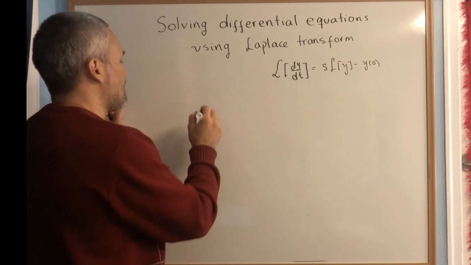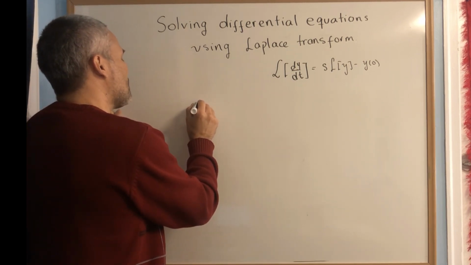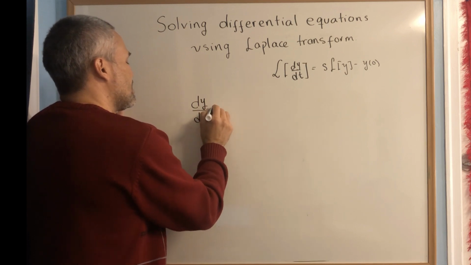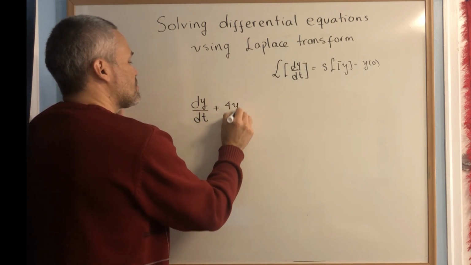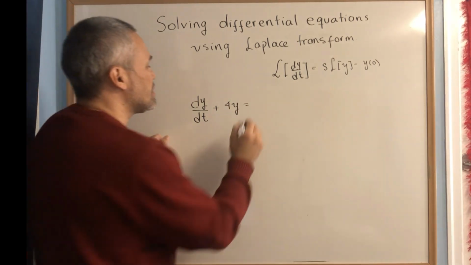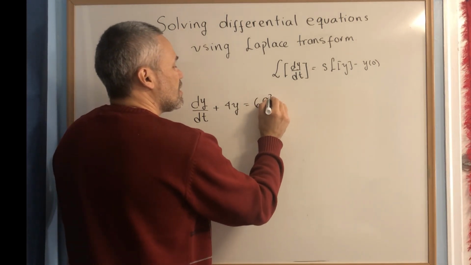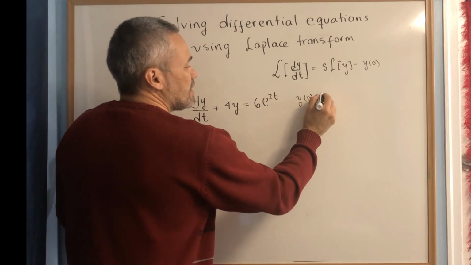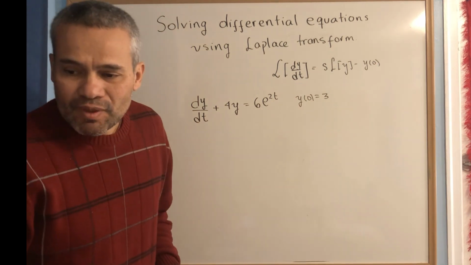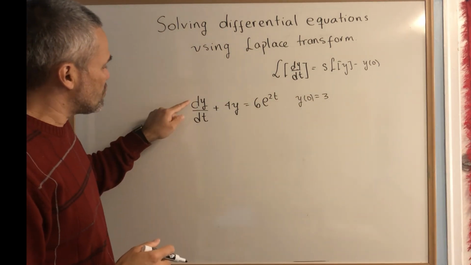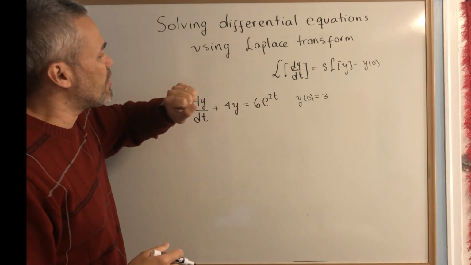Let's suppose that we have, let's do an example. Let's suppose that we have this differential equation, dy/dt plus 4 times y equals 6 times e to the 2t. And let's suppose that y of 0 is equal to 3. Okay, we are looking for a function y of t that satisfies the equation.